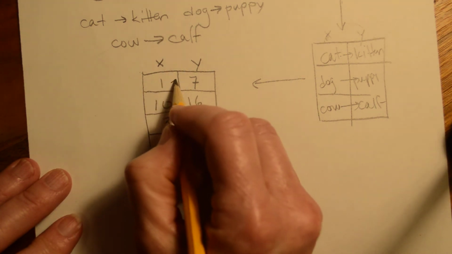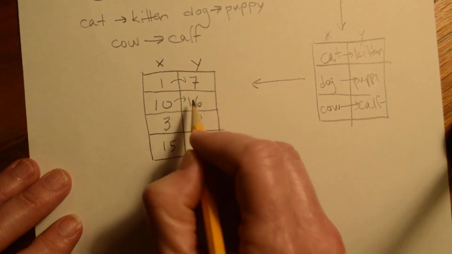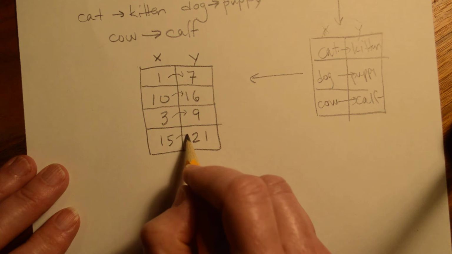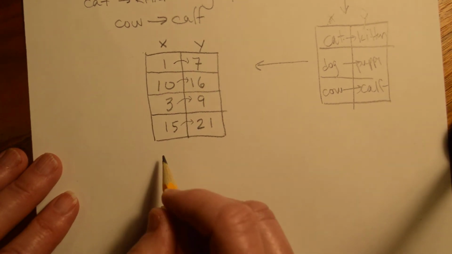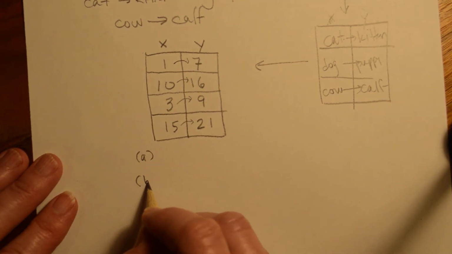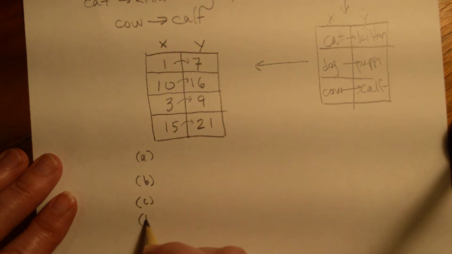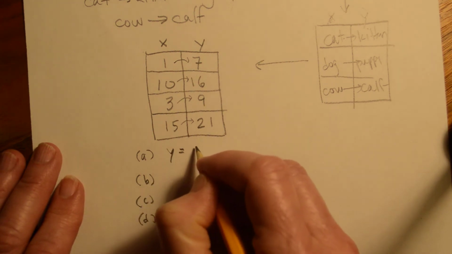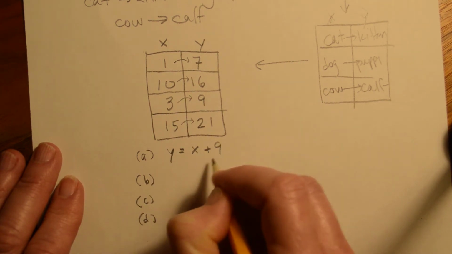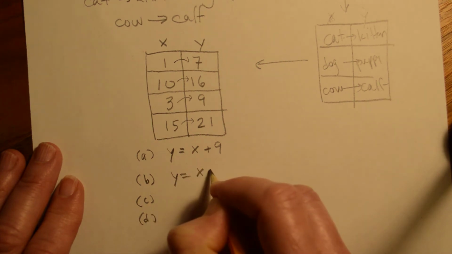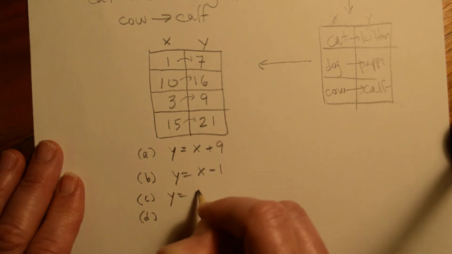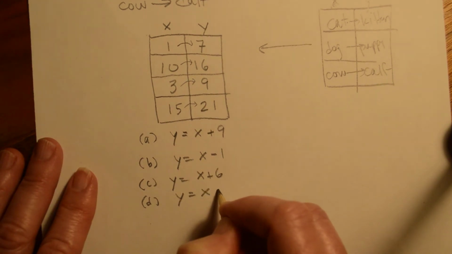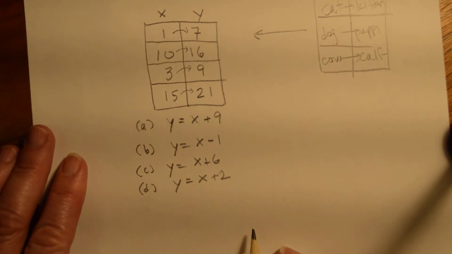What do we have to do to 1 to get to 7? What do we have to do to 10 to get to 16? What do we have to do to 3 to get 9? What do we have to do to 15 to get 21? And so they're going to give you some choices here, and you have to pick the correct choice here. So they might say, all right, y equals x plus 9, y equals x minus 1, y equals x plus 6, y equals x plus 2. And you have to pick the right one.